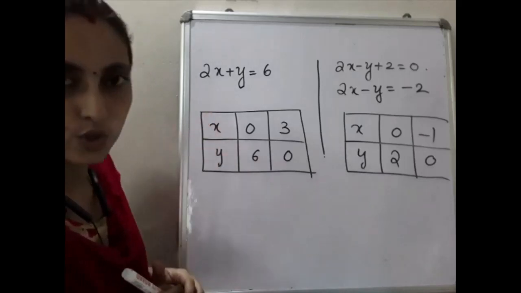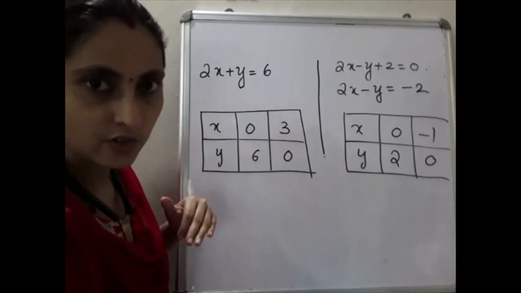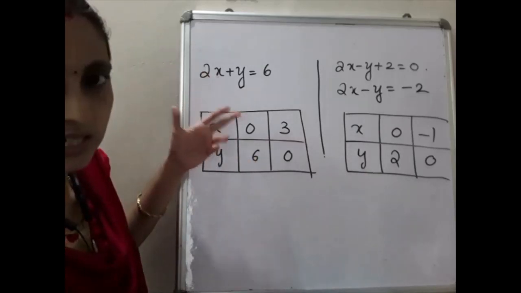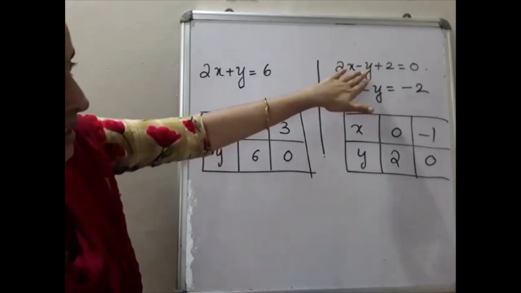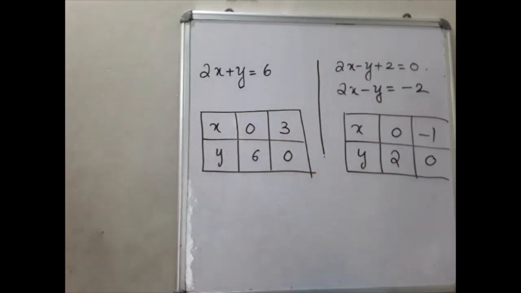Now you have to draw the graph. So please write down on the right side of your notebook. After the question you have to write this 2x plus y is equal to 6. Then draw the box. Then this one also you have to write. Okay, so please write down.